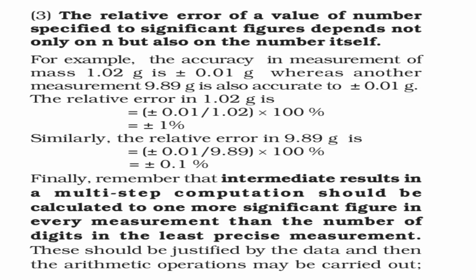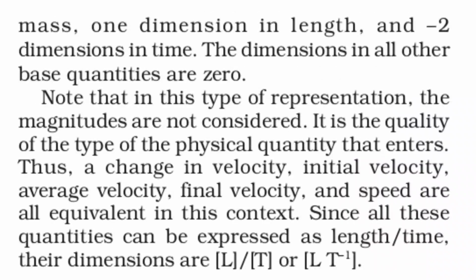0.1%. Finally, remember that an intermediate result in a multi-step computation should be calculated to one more significant figure in every measurement than the number of digits in the least precise measurement. These should be justified by the data, and then the arithmetic operation may be carried out.